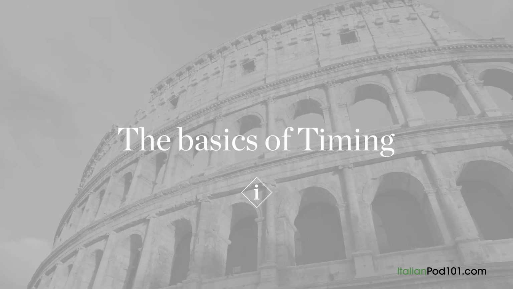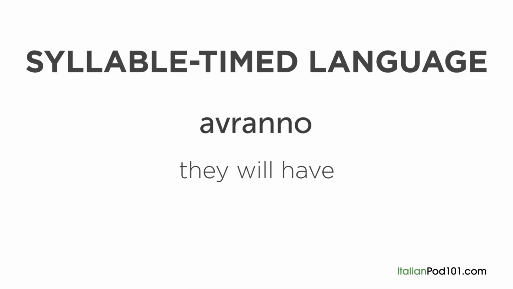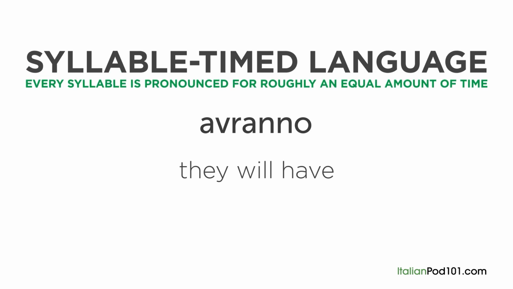Hi everyone, I'm Marika. In this lesson, you'll learn the basics of Italian pronunciation. Italian is what is called a syllable-timed language. What this simply means is that every syllable is pronounced for roughly an equal amount of time.